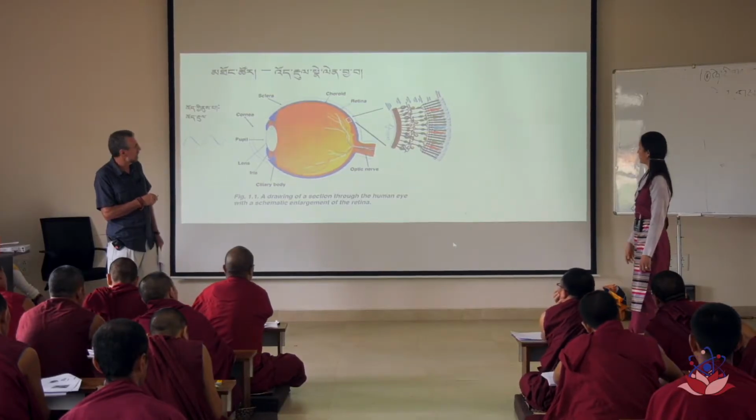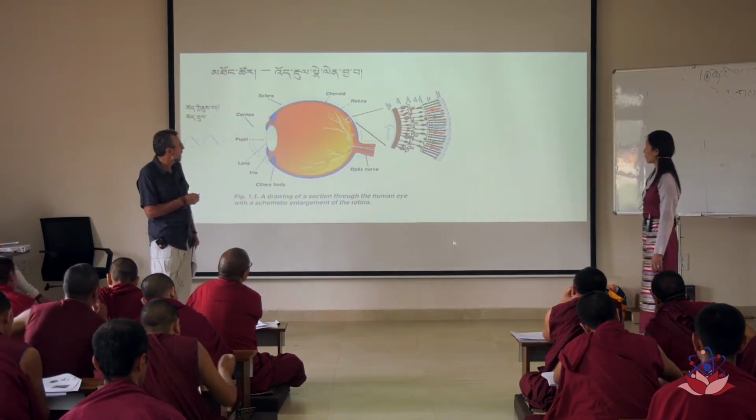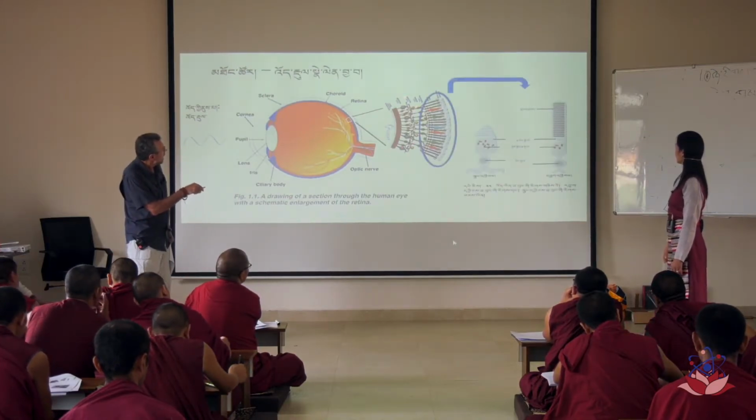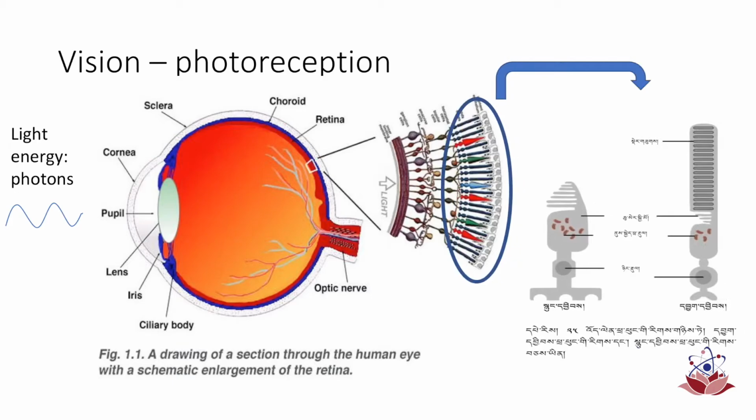These are all neurons. Okay. And then there are what are called retinal ganglion cells.